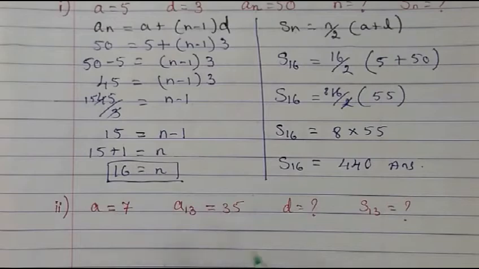You know it, in exercise 5.2 we did it. How were we finding out D? So this can be written like this. A13 can be written like this.